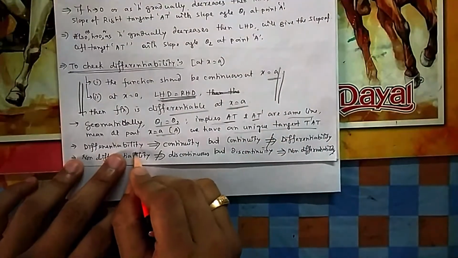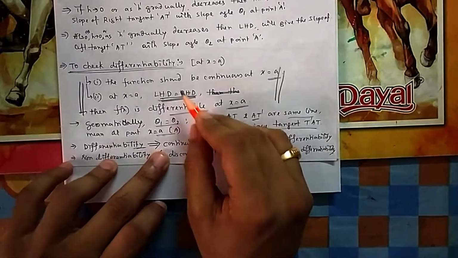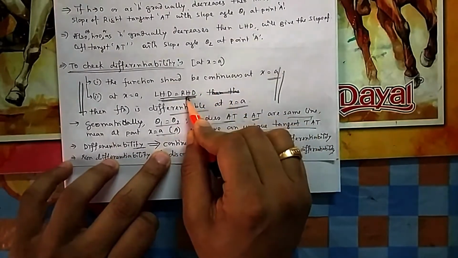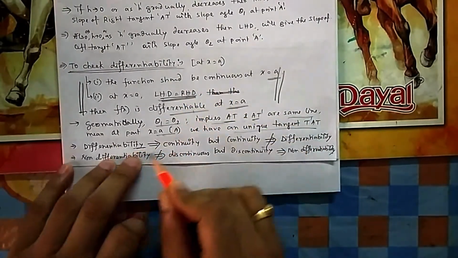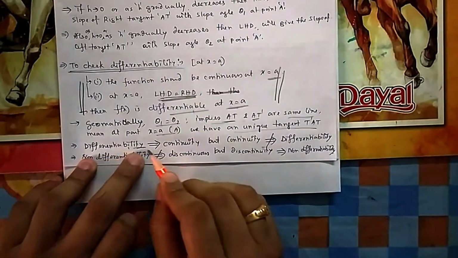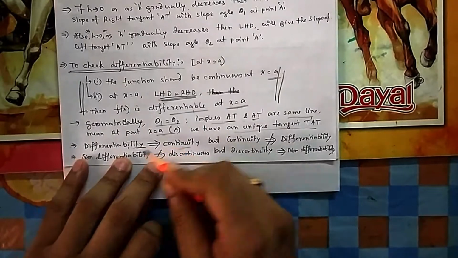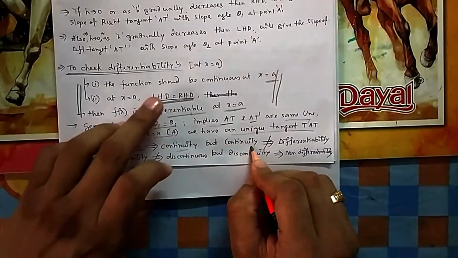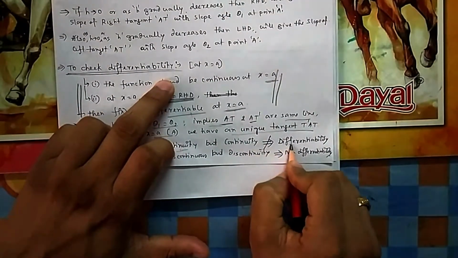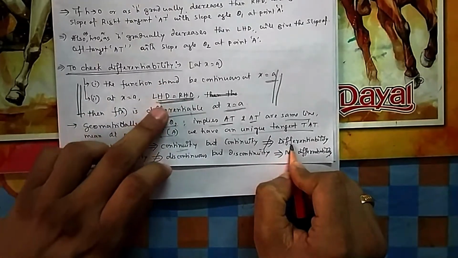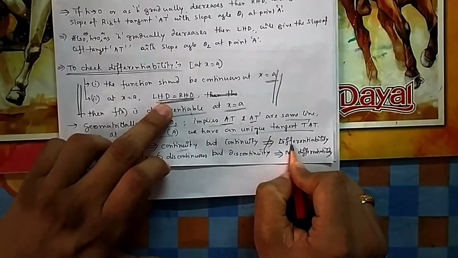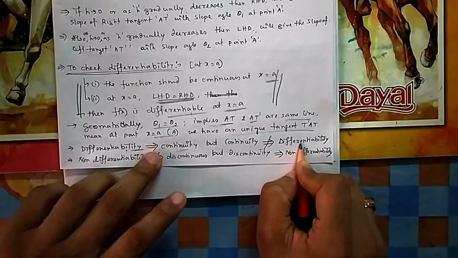Now if I say a function is differentiable, that means it has obviously passed the continuity test, that's why it came here. So if the function has differentiability, it must have continuity. But if I say it is continuous, that does not imply that it is differentiable, because the second condition may not be satisfied. So even if it is continuous, it may not be differentiable.